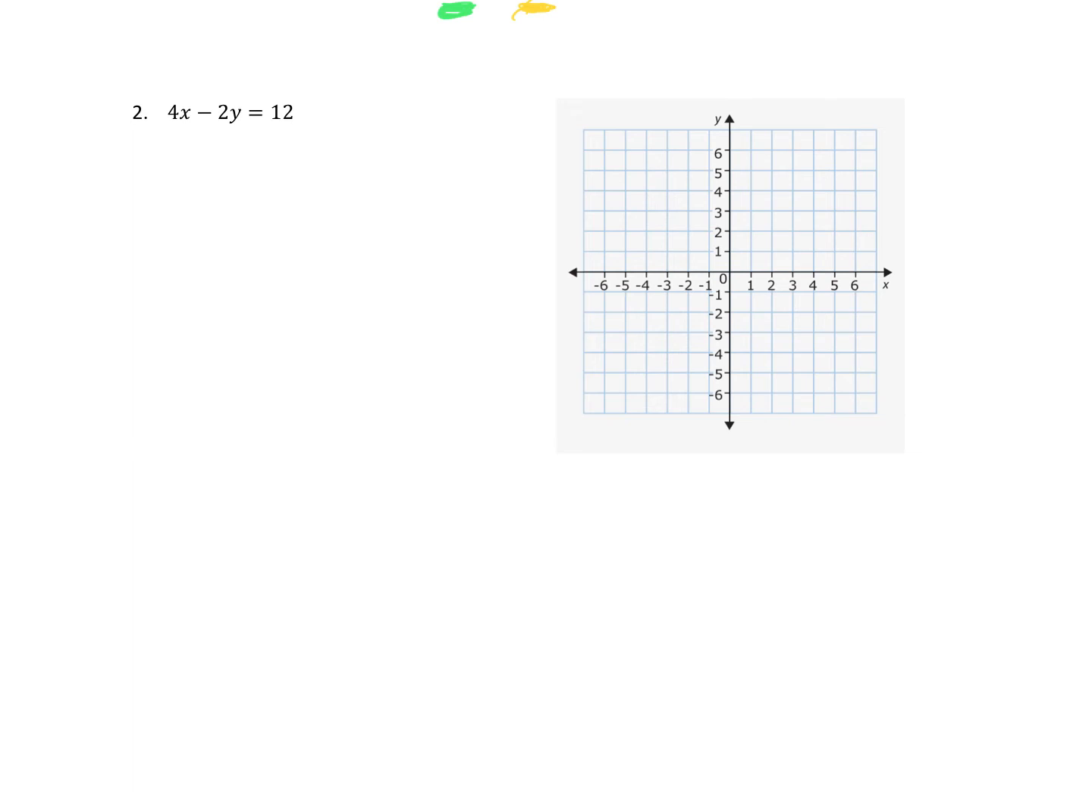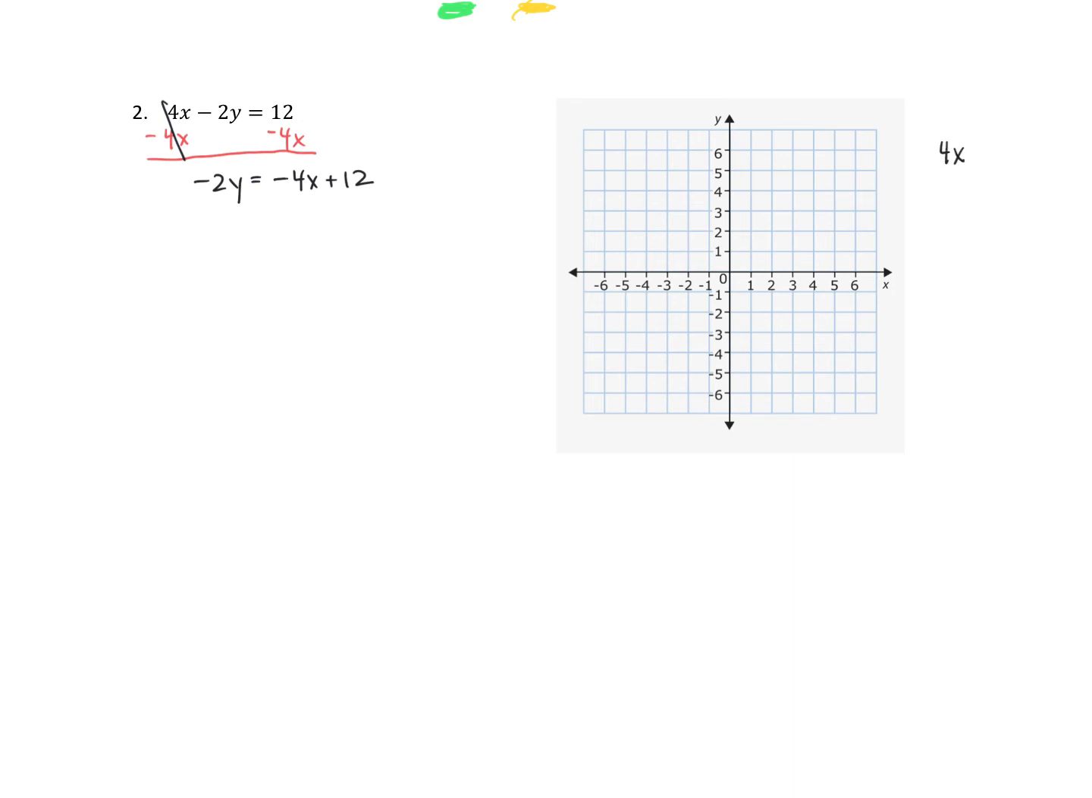So undo the addition and subtraction first. So get rid of the 4x. That means I have to subtract 4x from both sides. On the left side, it zeroes out. So I have negative 2y. And on the right side, I have a negative 4x and a positive 12.